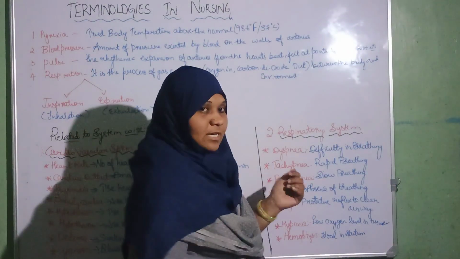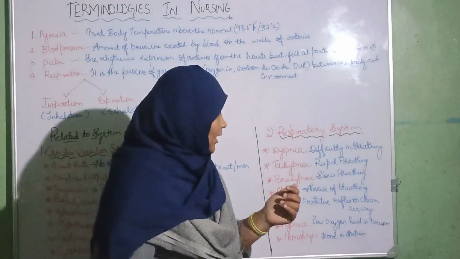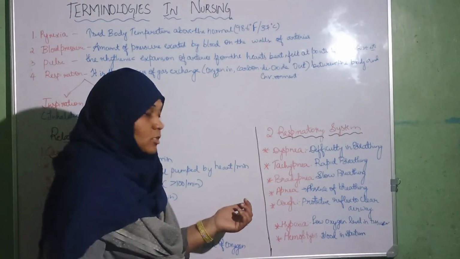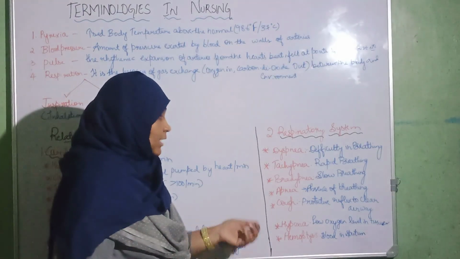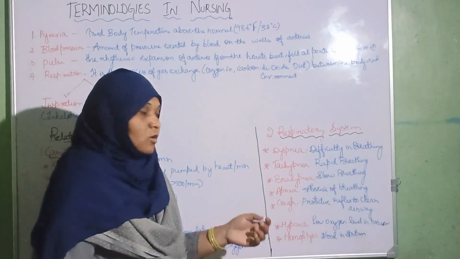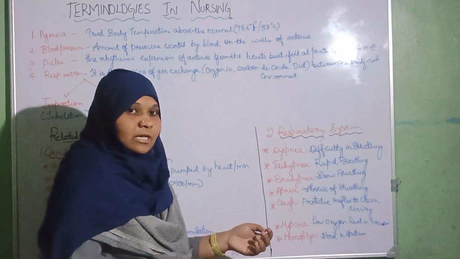Next system is the respiratory system. In this, first is dyspnea, that is difficulty in breathing. Tachypnea, that is rapid breathing. Bradypnea is slow breathing. Apnea is absence of breathing. Cough, it is nothing but a protective reflex to clear the airway. Hypoxia is low oxygen level in tissues. Hemoptysis, that is blood in sputum.